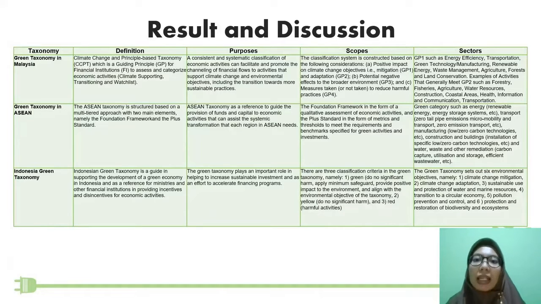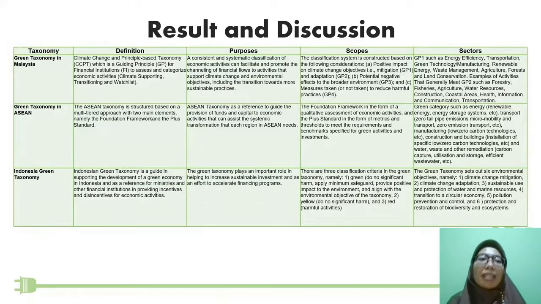And the scope, the classification is constructed based on the following considerations such as positive impact on climate change objective, potential negative effect to the broader environment, and measures taken or not taken to reduce harmful practices. And the sectors such as energy efficiency, transportation, green technology or manufacturing, renewable energy, waste management, etc.